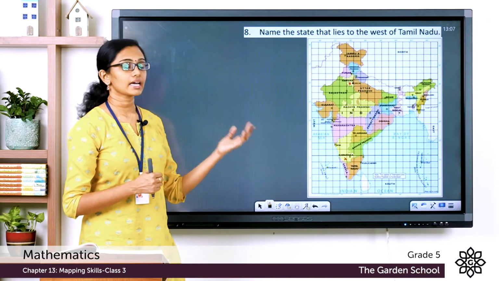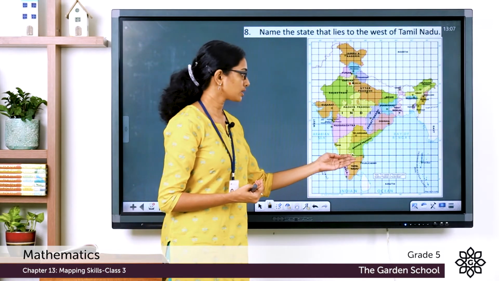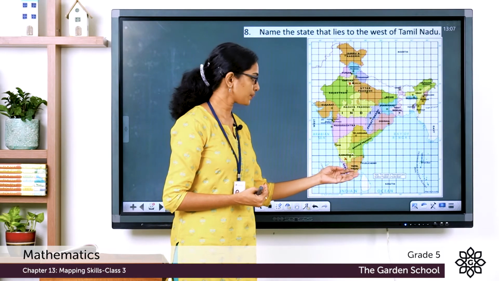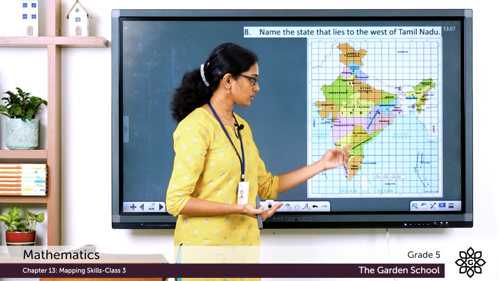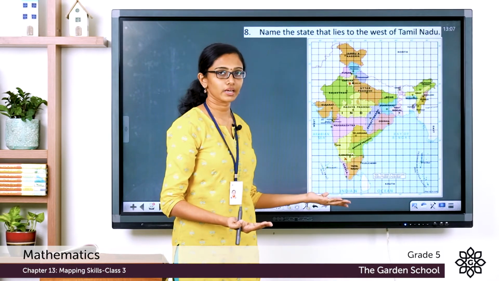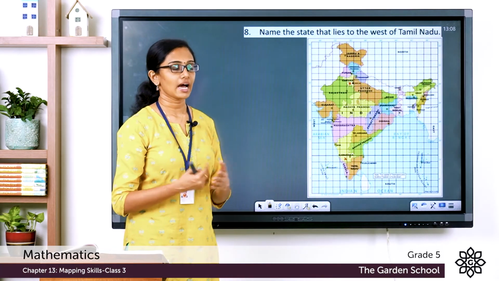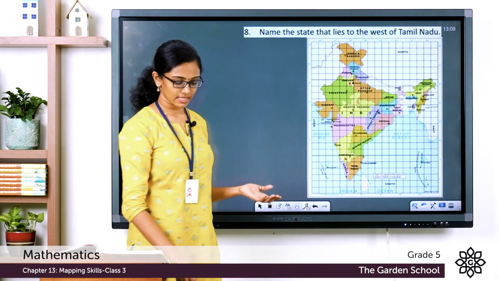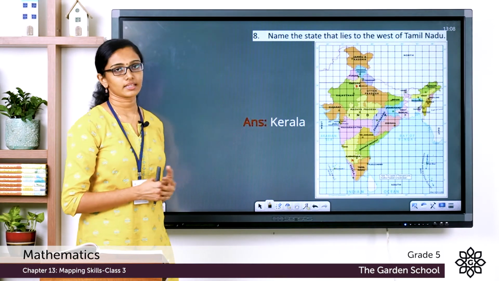Name the state that lies to the west of Tamil Nadu. So, where is Tamil Nadu? Here at the south end of India. So, this is Tamil Nadu. Here it would be the north, here the east, south, and towards here will be the west. So, towards the west side of Tamil Nadu, which state do we have? We have Kerala. So, what is the answer here? It is Kerala that lies to the west of Tamil Nadu.